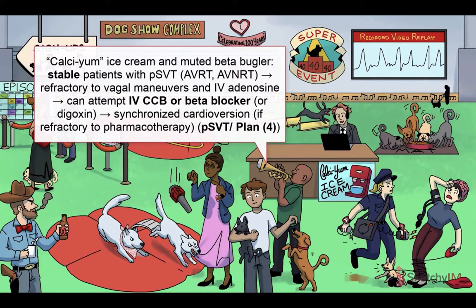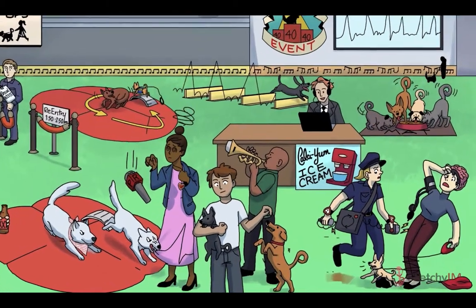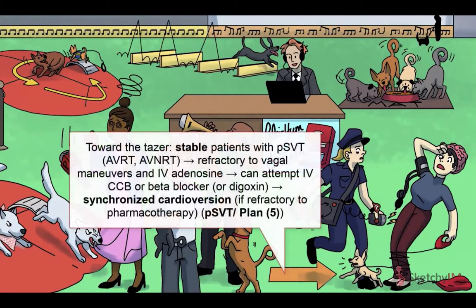Notice the muted beta bugle and calcium ice cream ad. Our recurring symbols for beta blockers and calcium channel blockers. These agents aren't usually needed in the acute setting due to the effectiveness of adenosine. If the patient is refractory to pharmacotherapy, the last resort is synchronized cardioversion. Although, again, this is rarely necessary in stable patients.